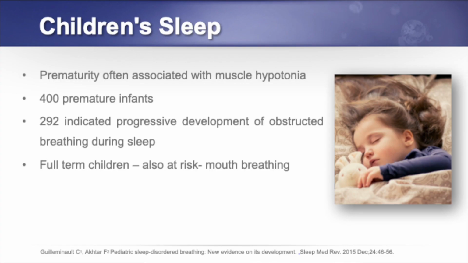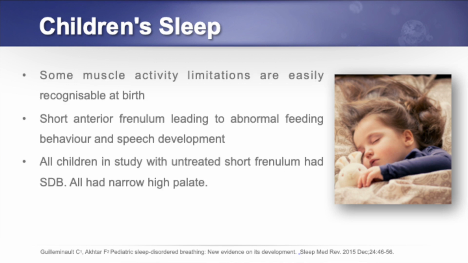Prematurity is also associated with muscle hypotonia. In this paper, they investigated 400 premature infants. 292 indicated progressive development of obstructive breathing during sleep. Full-term children, of course, are also at risk, especially when they mouth breathe. Another point to take into consideration is the muscle activity limitations, which are easily recognizable at birth. And what I talk about here is a short anterior frenulum, which leads to abnormal feeding behavior and speech development.